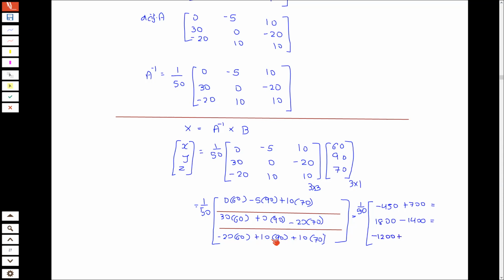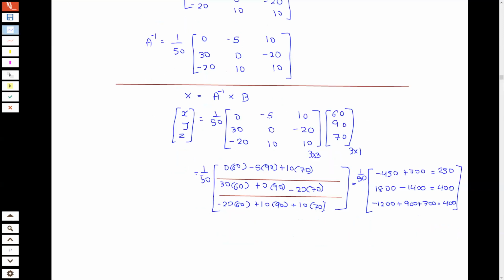Here minus 1200 plus 900 plus 700. 700 minus 450, so it is 250. 1800 minus 1400, 400. Here 1600 minus 1200 is also 400.